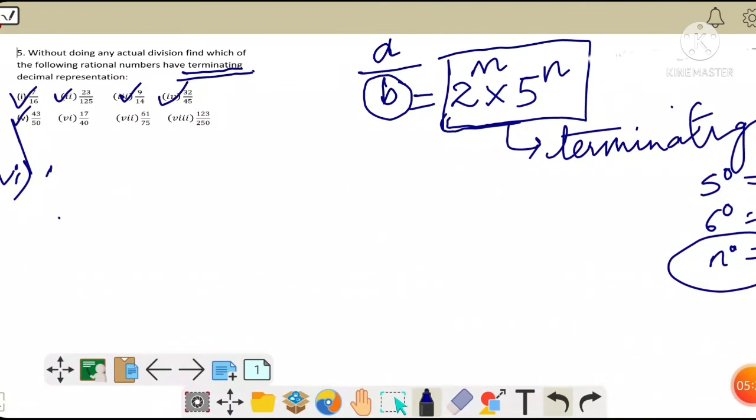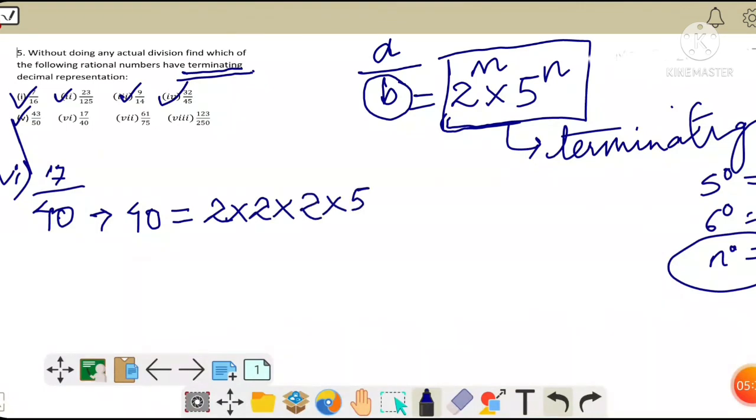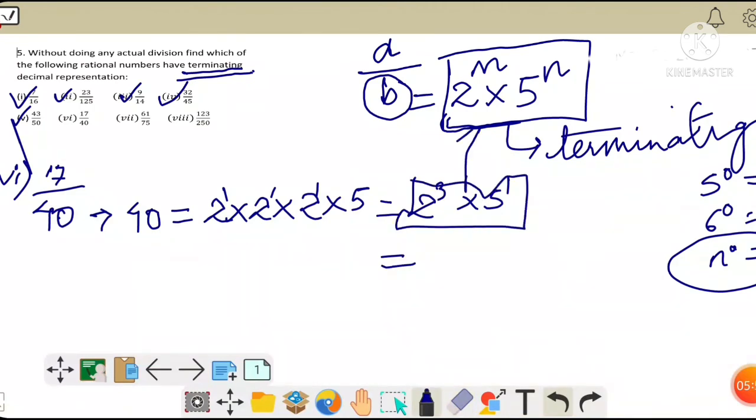Next, question number 6. It is 17 by 40. Denominator 40 can be written as 2 4s are 8, 8 5s are 40. Here we got 2 to the power 3 into 5 to the power 1. So yes, it can be written in the form 2 to the power m and 5 to the power n. So yes, it is convertible into a terminating decimal.